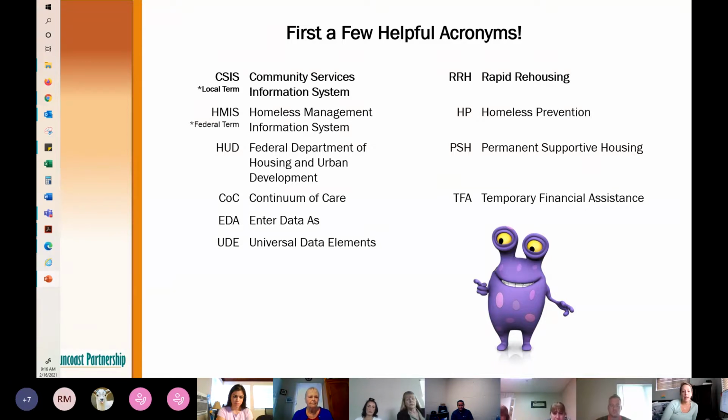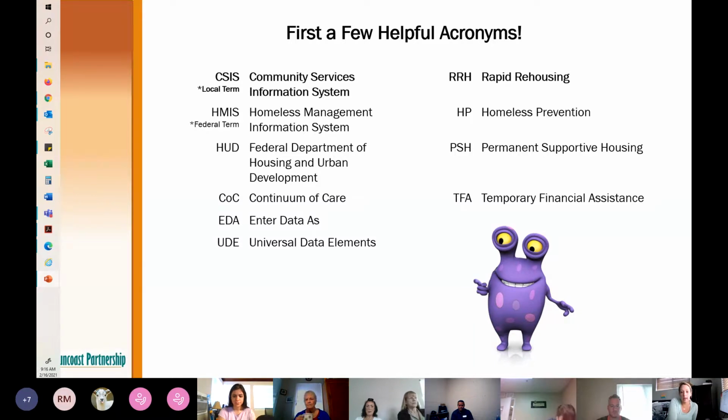EDA is your enter data as. UDE are universal data elements. We will be going very in depth on these two concepts once we get into the live site, and just briefly over PowerPoint. And then over to the right, we have some acronyms regarding project and certain activities. We have Rapid Rehousing, RRH, HP, Homeless Prevention, PSH, Permanent Supportive Housing, and then TFA.